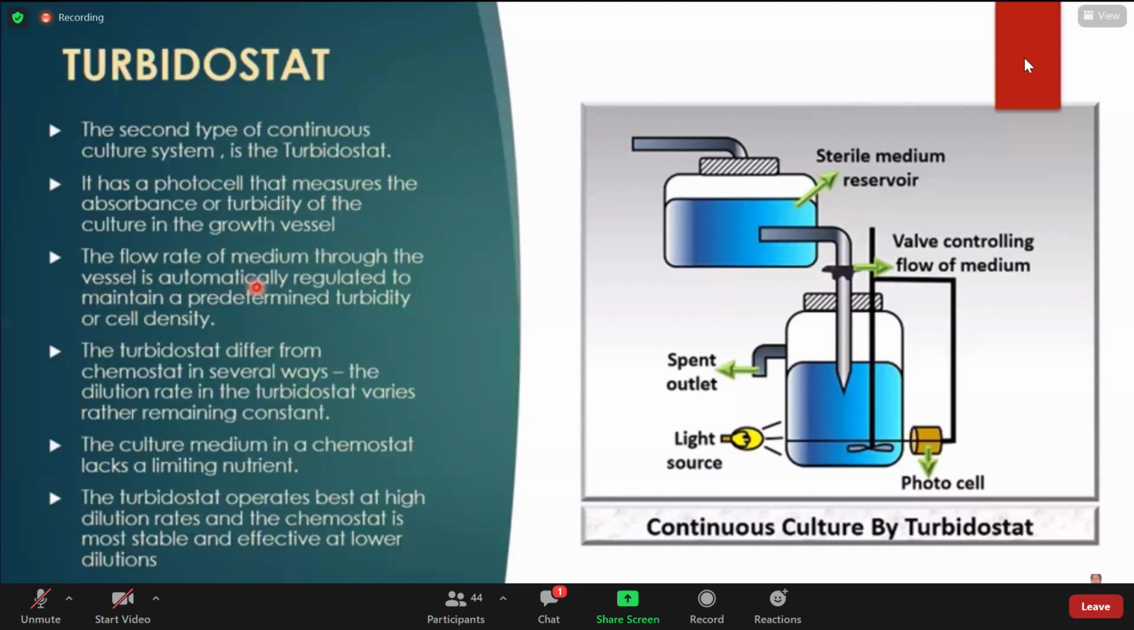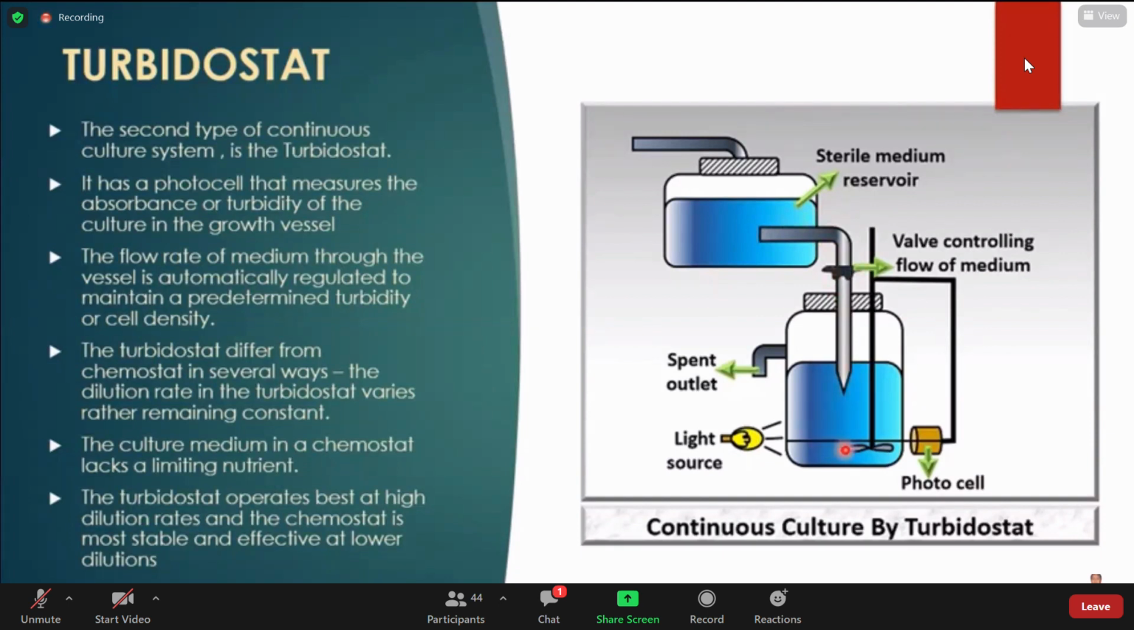The flow rate of medium through the vessel is automatically regulated to maintain a predetermined turbidity or cell density. So this is going to be the light source and the photocell. If the density is going to be more, what happens? Automatically this valve is going to be opened and the medium will flow into it.